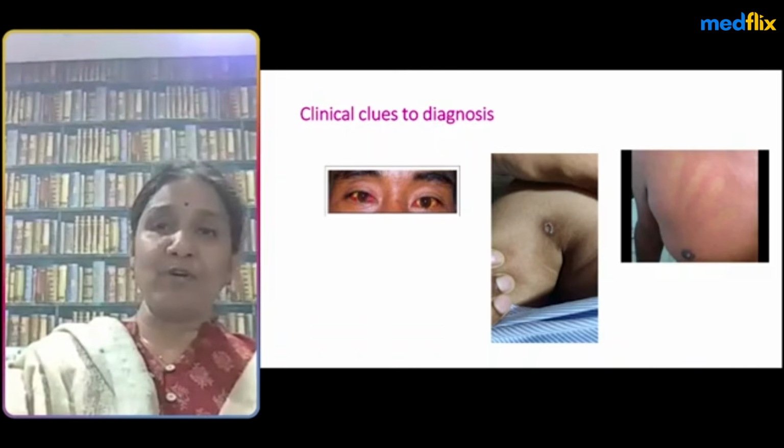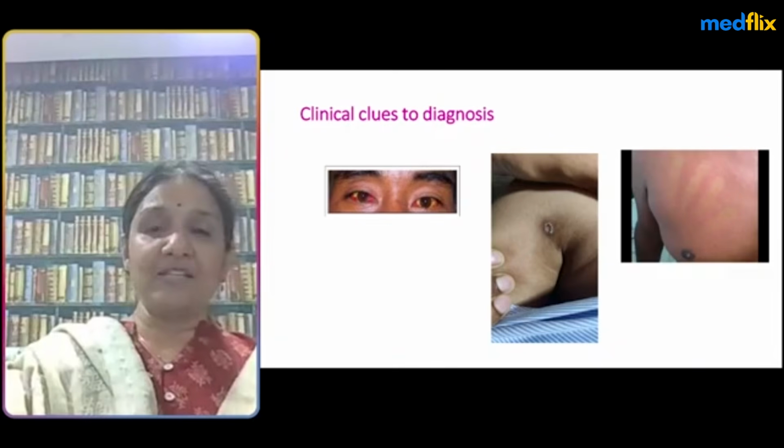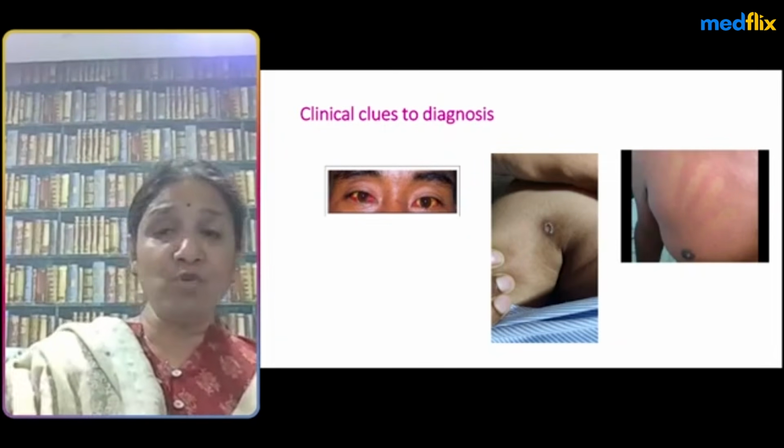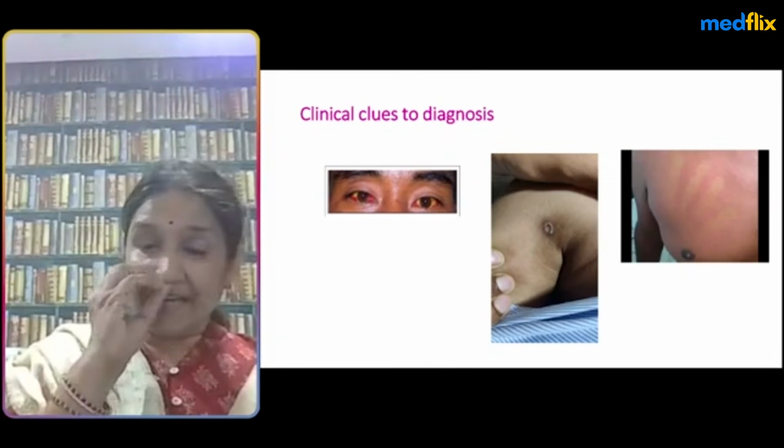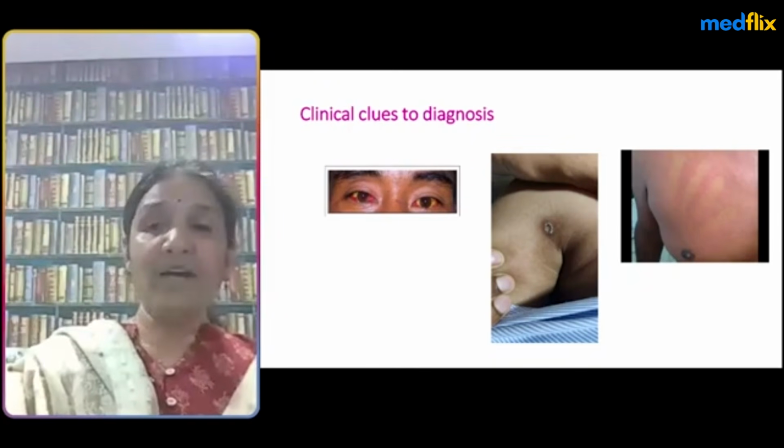And when you see this kind of rash, you know that you're dealing with the initial phase of dengue, and this would help you in making a diagnosis. So if you see some of these telltale clinical signs, then you know you have made a clinical diagnosis for the cause of fever.